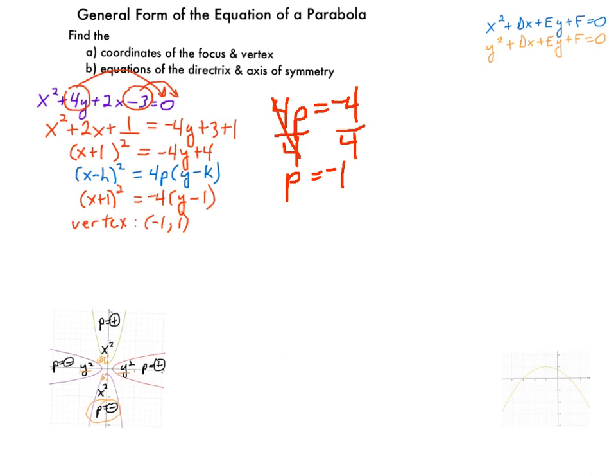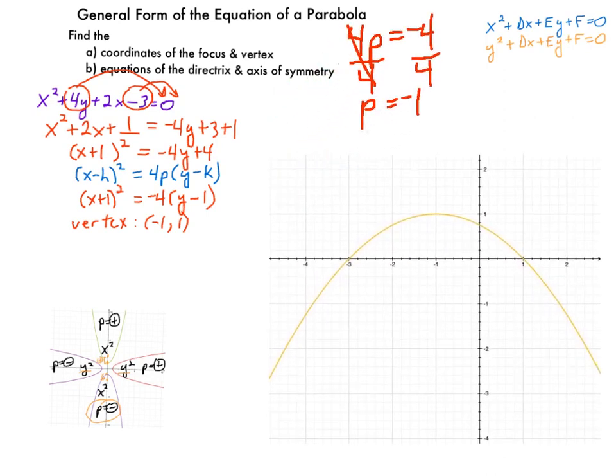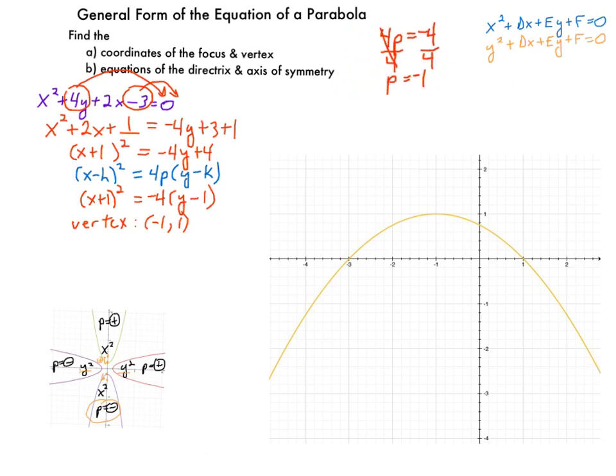Now we have a negative p with an x squared, so I know which way my parabola is facing. It's going to be facing downward. We know p is negative 1, so let's identify the vertex and figure out the focus. The vertex is negative 1, 1, right there. The focus is negative 1 units away, so I have to subtract 1 to get to it, which puts the focus right there at negative 1 comma 0. There's my focus.